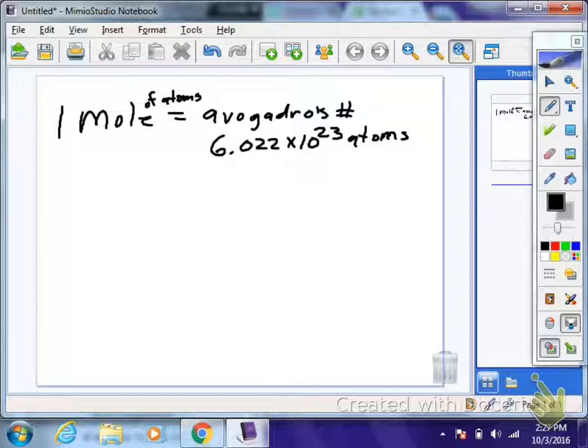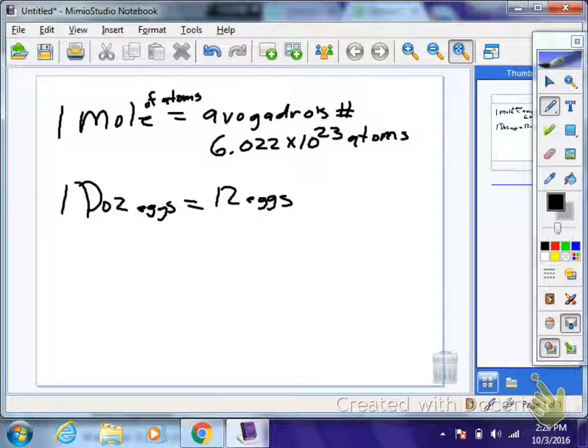So let me give you an example that's easy to understand. If I have 1 dozen eggs, how many eggs do I have? 12 eggs. All right. So what's the difference in these two? That big number. And some people get psyched out with that big number.